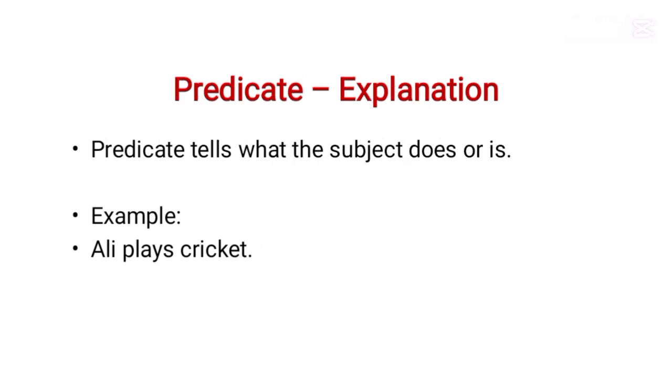Now comes the predicate. The predicate tells what the subject does or what the subject is. For example, Ali plays cricket. Here Ali is a subject, plays cricket is a predicate. So subject plus remaining part is our predicate.